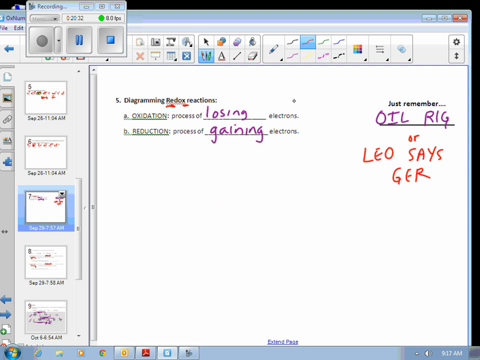Now, this is so important. Absolutely the essence of what you've got to remember. How can I help you remember that? I always remember something called OIL RIG. Oxidation Involves Loss, so oxidation is losing. Reduction Involves Gain. Or some people, like LEO says GER. That one's catchy too. Losing electrons, oxidation. Gaining electrons, reduction. We're going to have a vote in class to see which one you like better. But oxidation is losing, reduction is gaining.